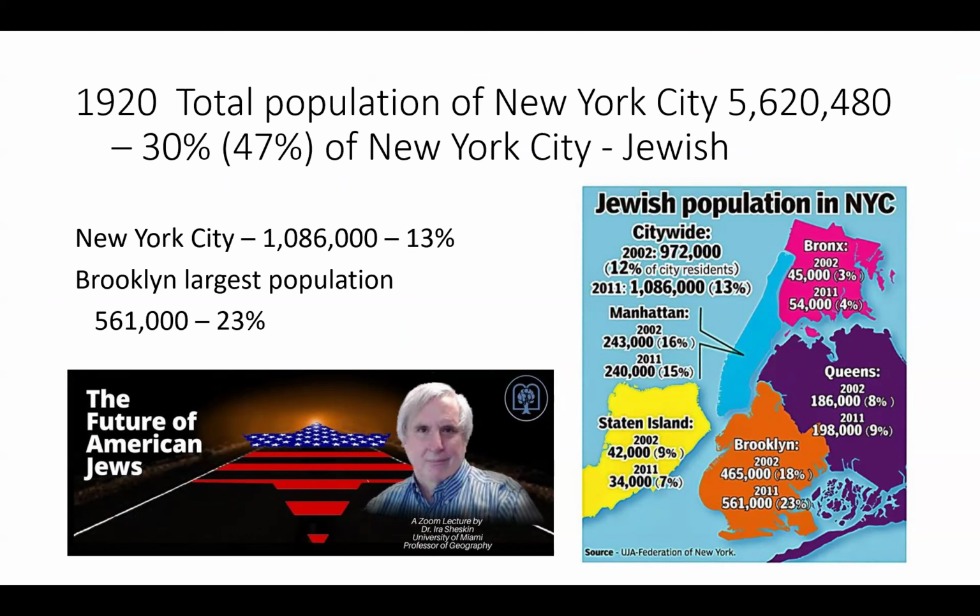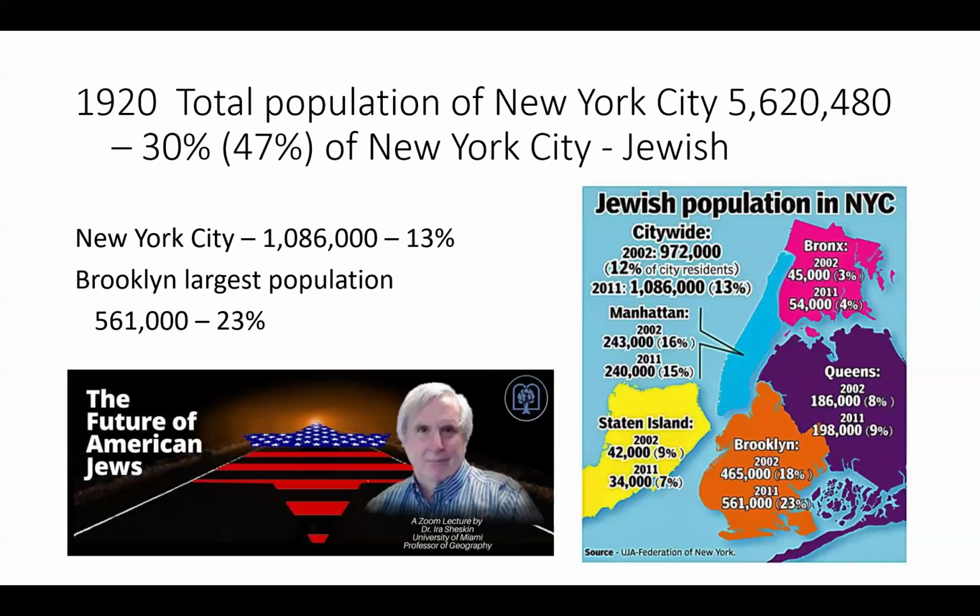Brooklyn today has the largest Jewish population of any neighborhood. The map on the right shows over 500,000 Jews live in Brooklyn, about 200,000 in Queens, 54,000 in the Bronx. Manhattan has a quarter of a million. Staten Island is losing population, down to 34.